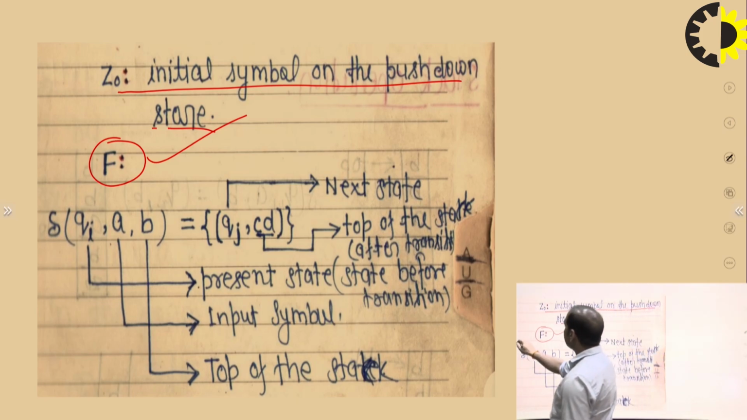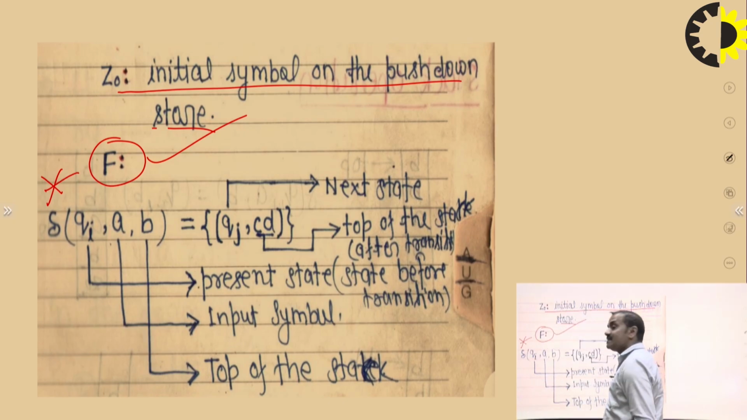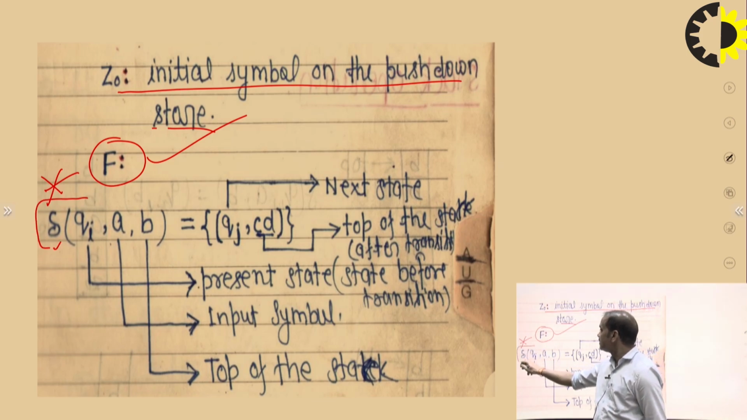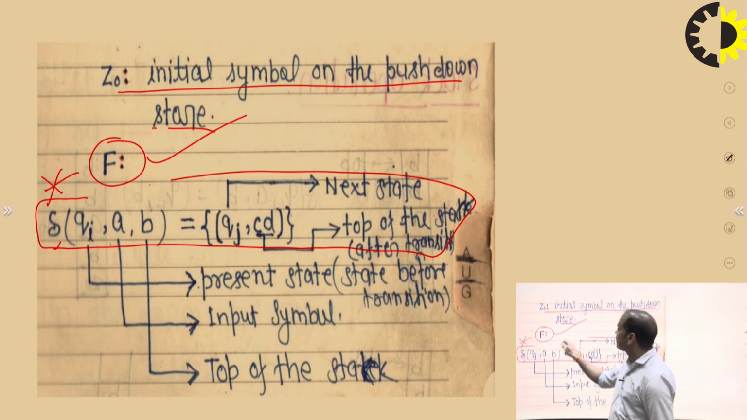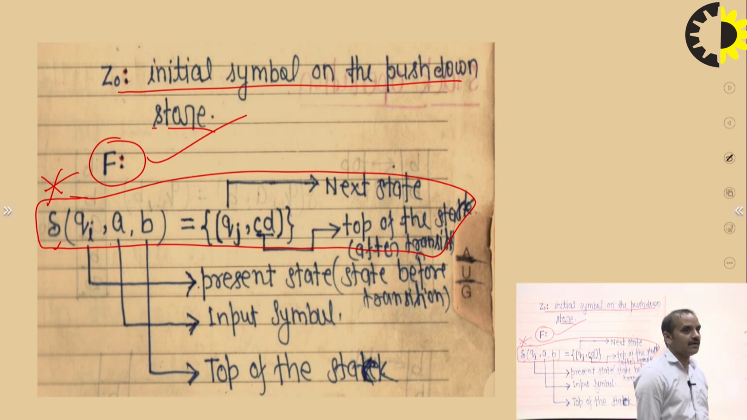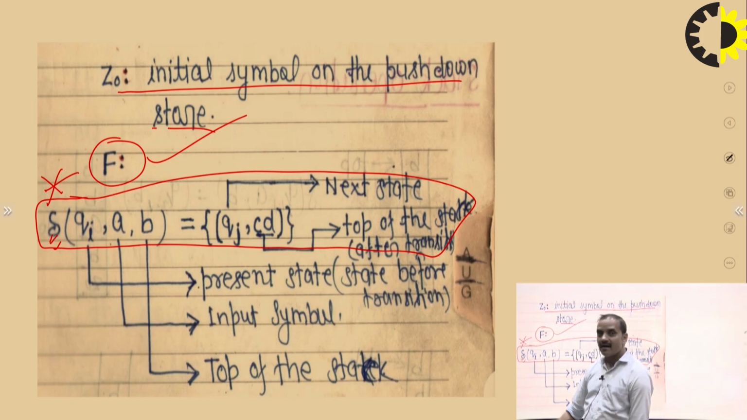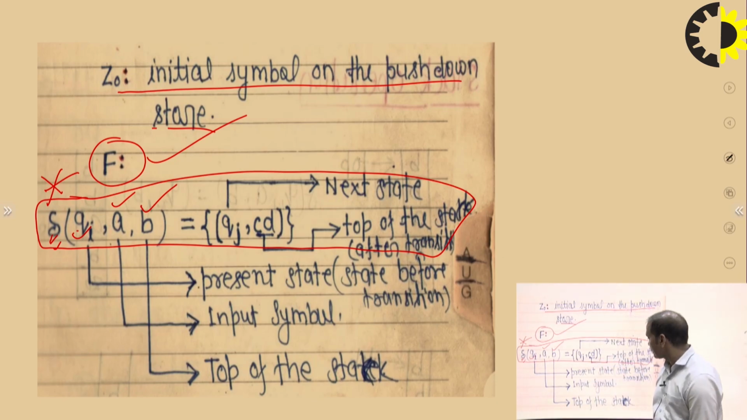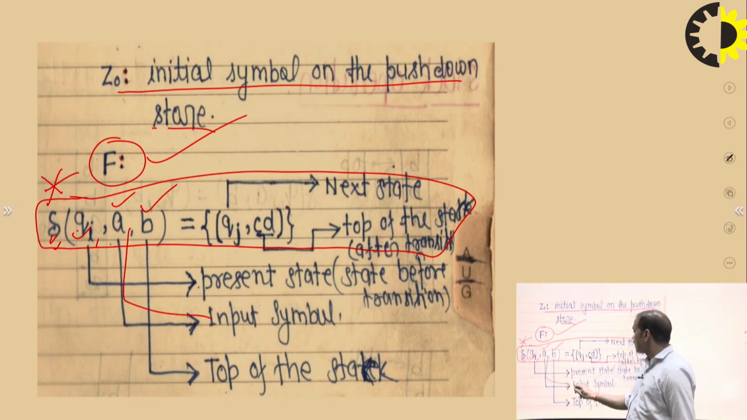This is an important function which is discussed, that is called the transition function. The transition function contains delta, and in a PDA the transition function representation is different from that in finite automata. In finite automata we only write delta, present state, input, then next state, but here we have to write delta, Qi the initial state, the symbol to be read from tape, and the top symbol of the stack. Present state, input symbol, and the top of the stack.